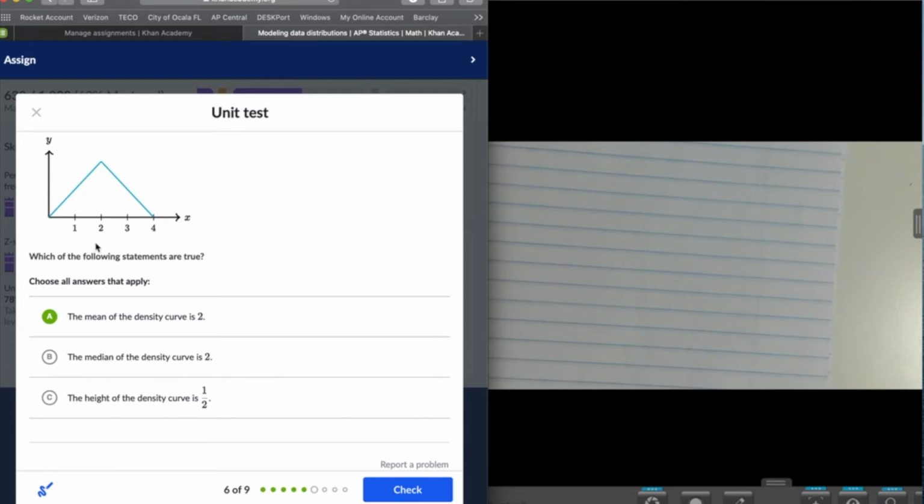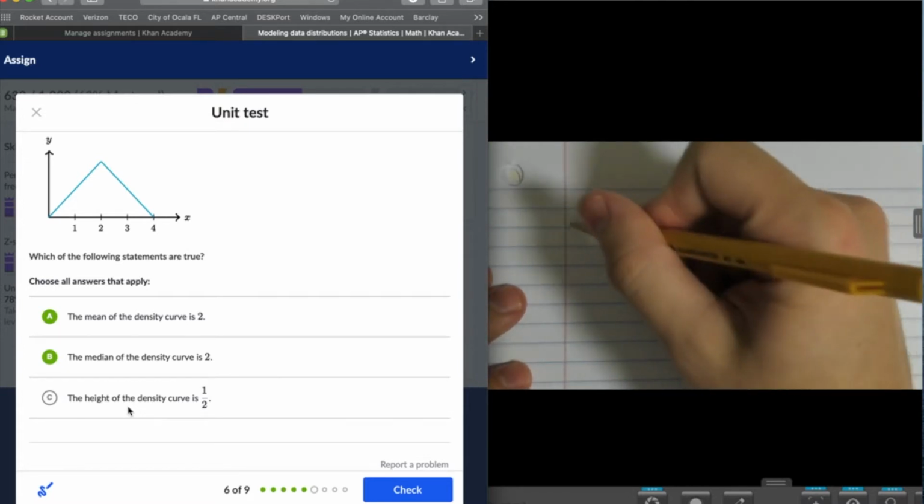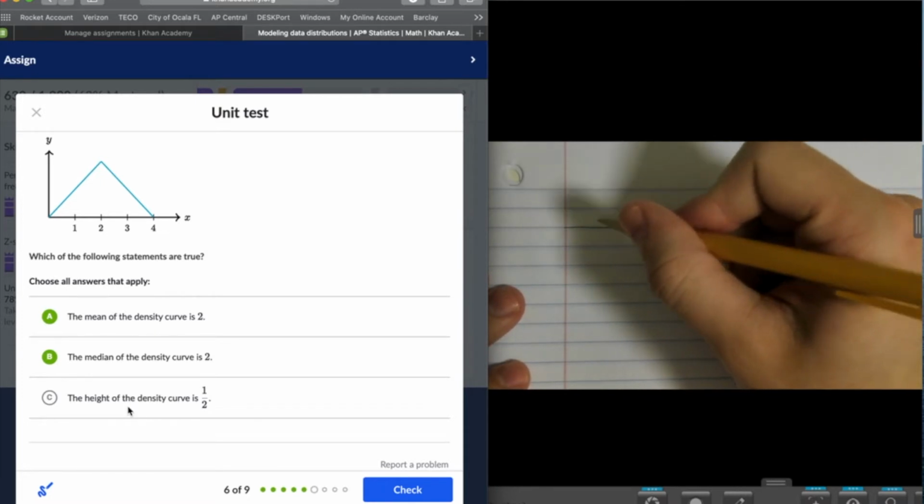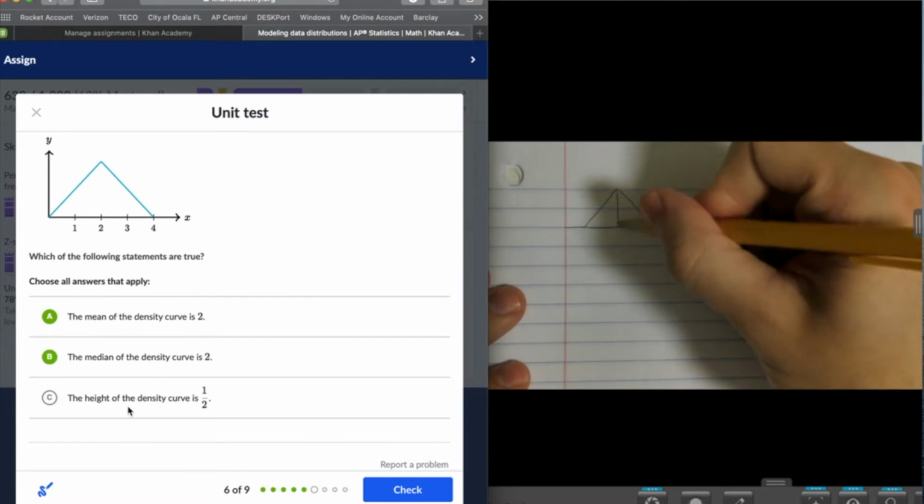And the median is 2. Yes, that's also true. And the height of the density curve is 1/2. And this is the one that's going to be the most difficult to figure out. The idea, though, is an area curve, like a normal distribution or anything weird and wacky like this, always has to add up to 1 in its area.